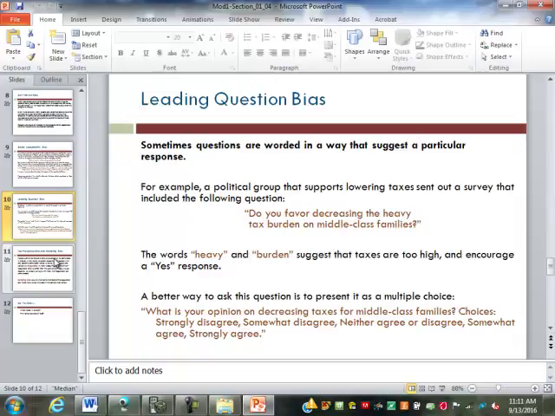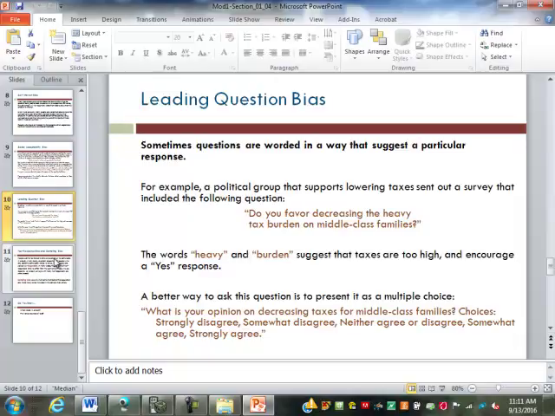You might ask, and they're giving the better way, what is your opinion of decreasing taxes for middle-class families? So they're not wording it as a burden. They're not saying it's heavy. I'm just saying, hey, would you be in favor of decreasing taxes for middle-class families?